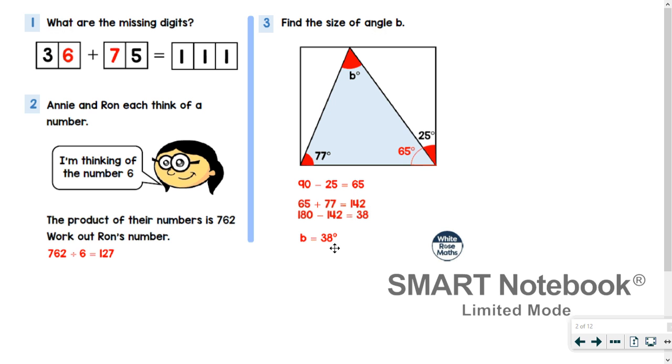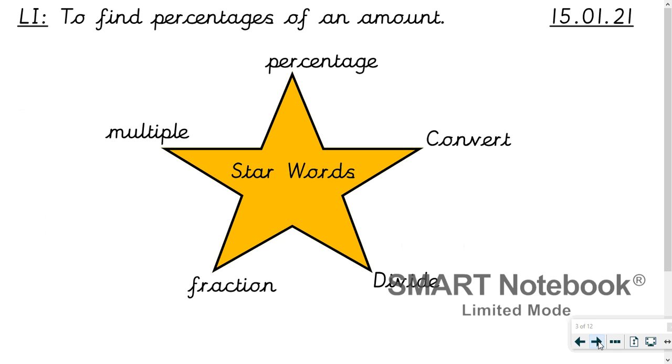Way to check it, add 38, 65, 77, we should get 180. Again, please don't panic if you didn't get that one. It took some real thinking about.